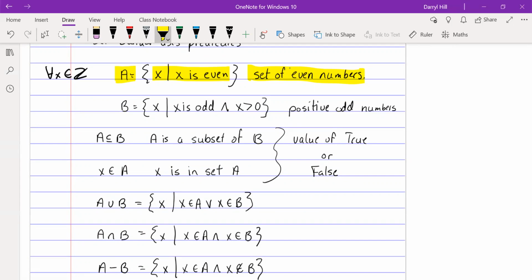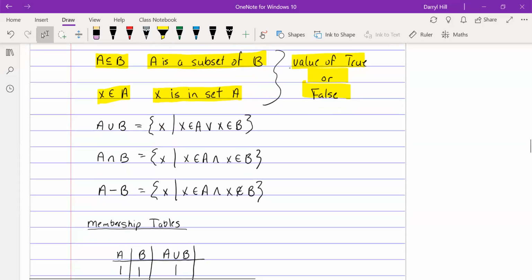These predicates, like x is even, have a value of true or false for every given value that we want to look at. And since these are propositions, we can use these logical operators. So we can say, I have a value x, and if it's odd and it's greater than 0, then it's part of my set. And that would be the set of positive odd numbers. A is a subset of B is a proposition, so it has a value of true or false. And x is a member of A, so x is in the set A. So that's the membership operator, and this other one here is the subset operator.